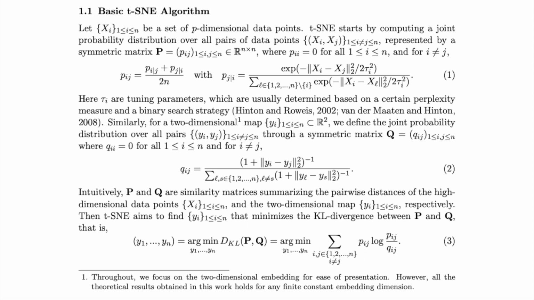Intuitively, P and Q are similarity matrices summarizing the pairwise distances of the high-dimensional data points x_i, 1 ≤ i ≤ n, and the two-dimensional map y_i, 1 ≤ i ≤ n, respectively. Then t-SNE aims to find y_i, 1 ≤ i ≤ n, that minimizes the KL divergence between P and Q, that is, see Formula 1. Throughout, we focus on the two-dimensional embedding for ease of presentation. However, all the theoretical results obtained in this work hold for any finite constant embedding dimension.